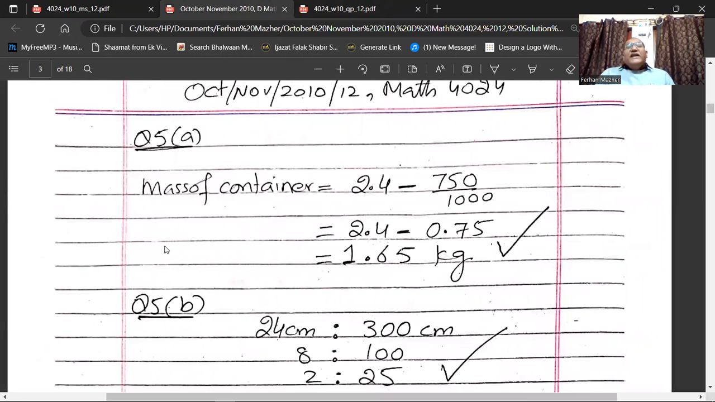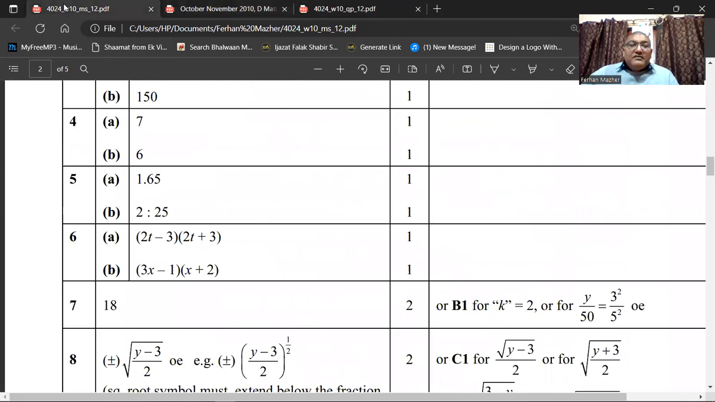So 2.4 kg minus 750 divided by 1000. I am converting the grams into kg. So it will be 2.4 minus 0.75. And my final answer will be 1.65 kg. When you subtract them, you get 1.65 kg. That's the mass of the container. That's right.